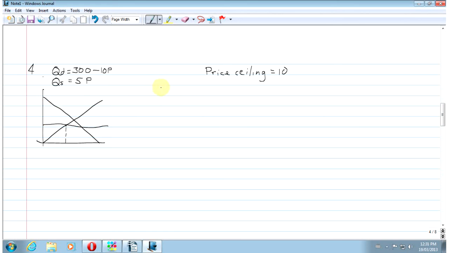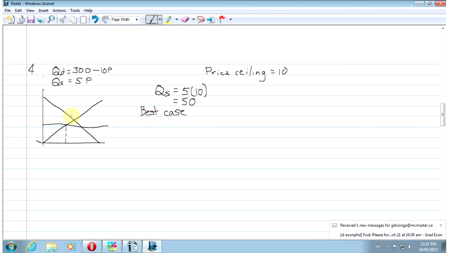So to figure it out, let's start out with what is the quantity. Well, the quantity supplied under the price ceiling is just going to be 5 times the price ceiling, since we said it was binding. Okay, so we have 50 units to divvy up amongst whoever's going to get them. So our best case, oh, incidentally, that's our market price and quantity, 10 and 50. The best case scenario is that these people get it right in their best case, and the worst case scenario is this other one, which there's too much going on for me to write it in, but I'll just shade it in here.